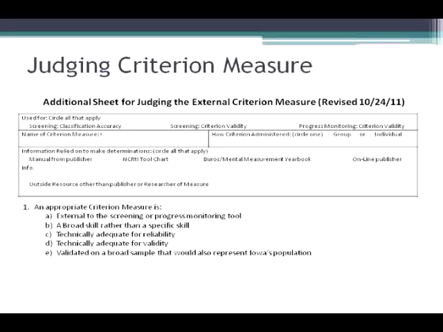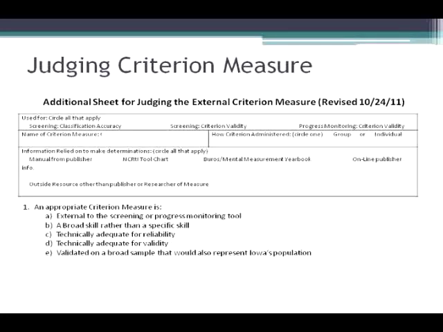The Judging the Criterion Measure sheet is the same sheet for both universal screening tools and for progress tools. So first off, identifying what this criterion measure is being judged in relation to: classification accuracy for screening, criterion validity for screening, or progress monitoring was an important consideration, and that's where it got included with the full report. Descriptive information about the measure and how the criterion is administered, group or individual, and again, how the information was gathered and what information was relied upon for making the determinations was all included.